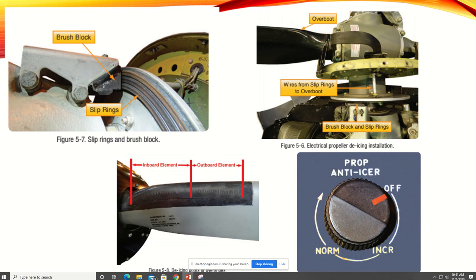Okay, this is the rear photo. So we have slip rings, brush and blocks. Figure 5, there's 7.